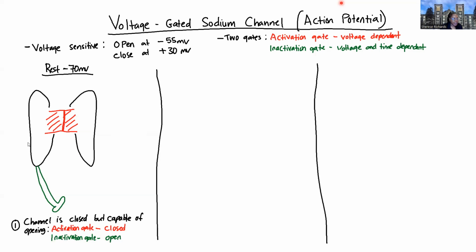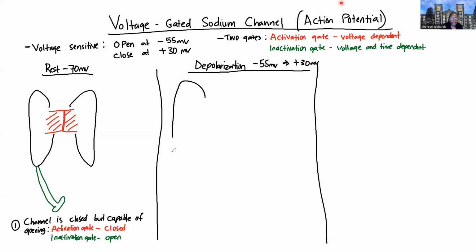Let's shift and look at the second state of our channel. So if we did get that strong enough change, now we're looking at the depolarizing state of the channel. This is when the channel is now open and we have depolarization happening. And the membrane potential here is going to be negative 55 millivolts all the way to positive 30 millivolts.